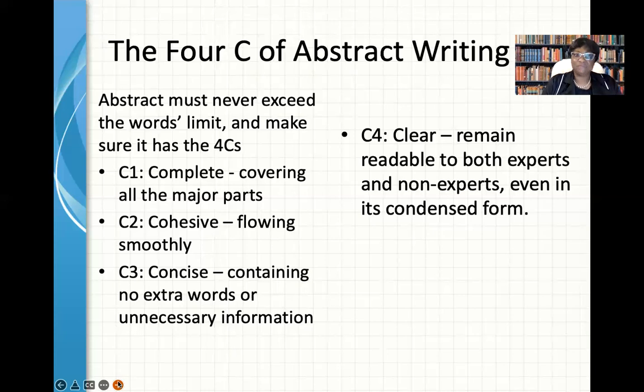It must be cohesive. That is, your words, language of use must flow smoothly, must auto flow. It must be concise. That means no extra words, no rigmarole of words, no repetitive language or words, no emphasis on some people like to repeat themselves to everyone. No, your answer must not have it. And the last one, it must be very clear, readable to both experts and non-experts, even in its condensed form.